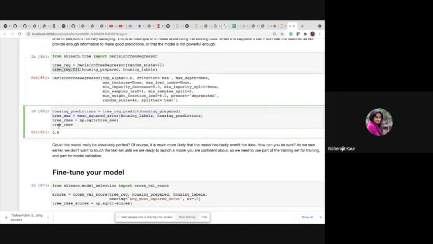In this case, we see that the error comes out to be around 0. But does it mean that our model is perfect? That we have done a very good job? No, it does not mean that. Maybe it would mean that our model has overfit the data.